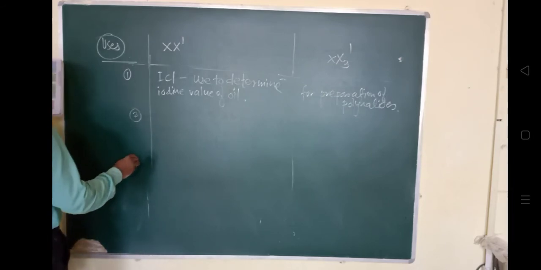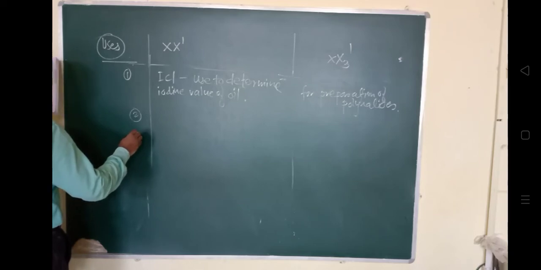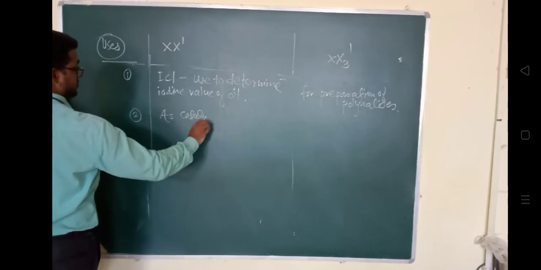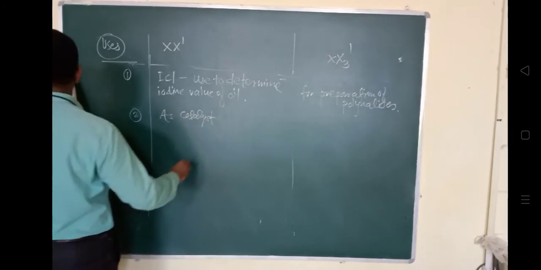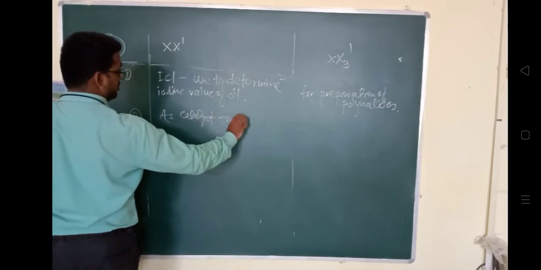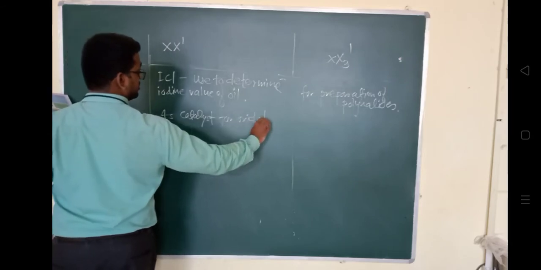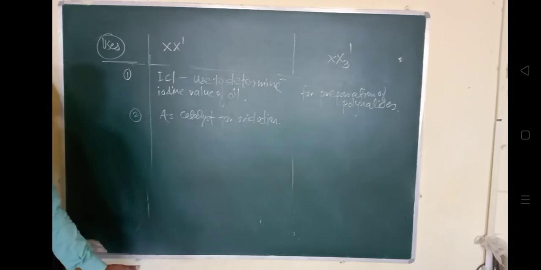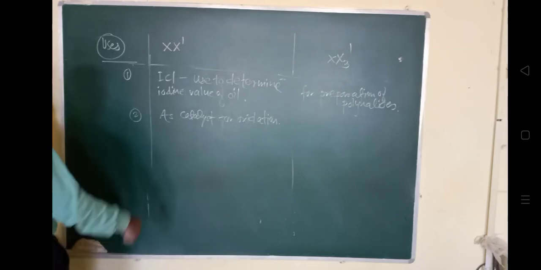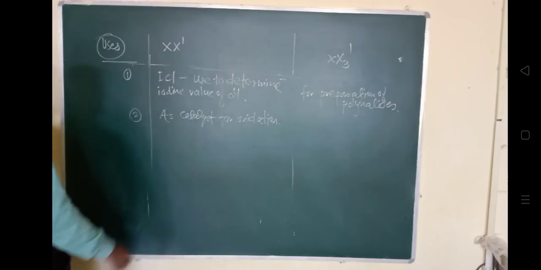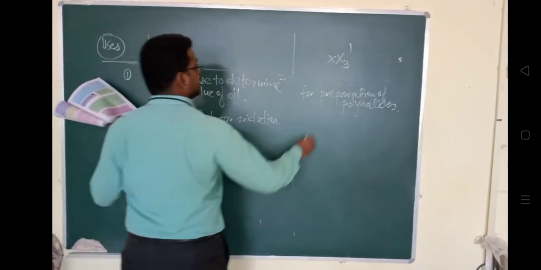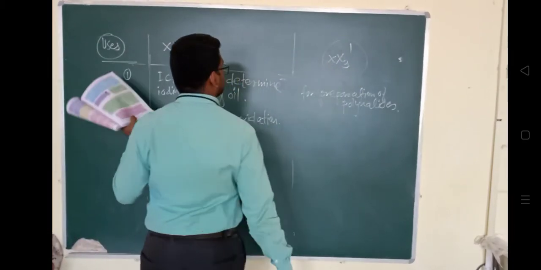X dash type, which is used as a catalyst during the oxidation process. Then as a fluorinating agent, in this case, suppose BrCl3, this is of the X3 dash type, and it is used as a fluorinating agent. So this is the use of X dash and X3 dash.